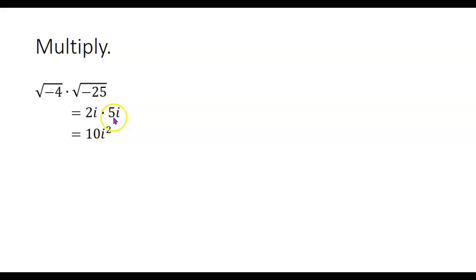The 2 times 5 would be 10. The i times i would be i squared. And do you remember what I said i squared was? Negative 1. So here we have 10 times negative 1, which is just negative 10.